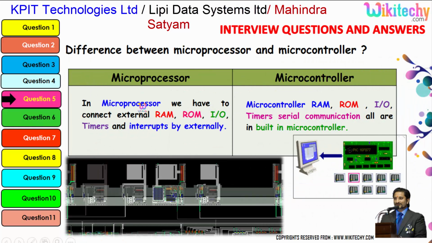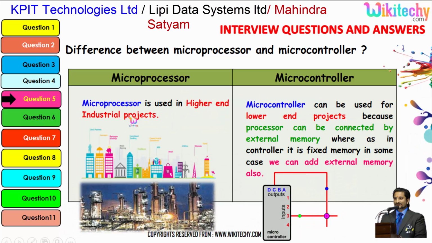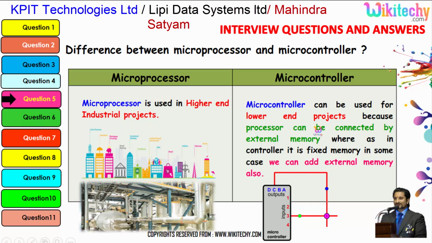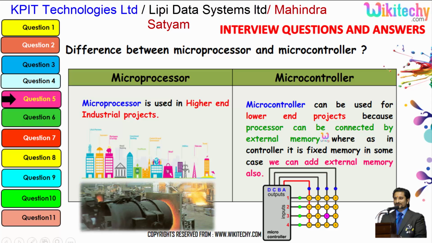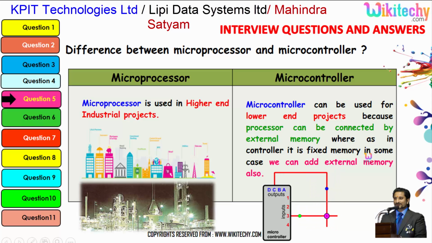In a microprocessor, we'll have external RAM, ROM, IO, timers and interrupts externally. Whereas in a microcontroller, RAM, ROM, IO, timer, serial communication, everything is inbuilt. So a microprocessor is used in high-end industrial projects, whereas microcontrollers can be used for low-end projects, because a processor can be connected to external memory, whereas the controller has fixed memory in some cases, so that we can add external memory also.